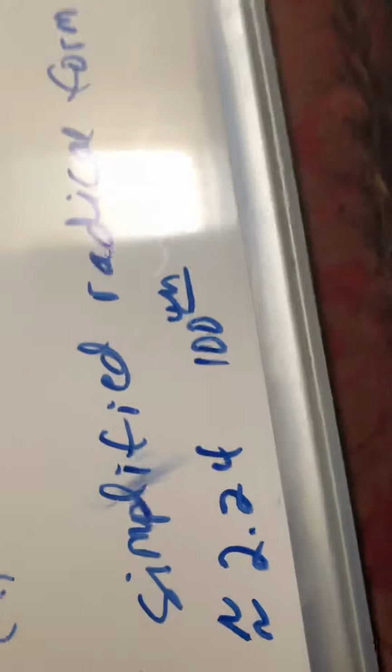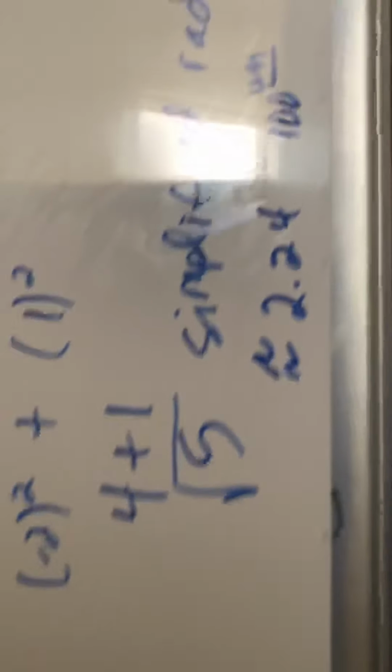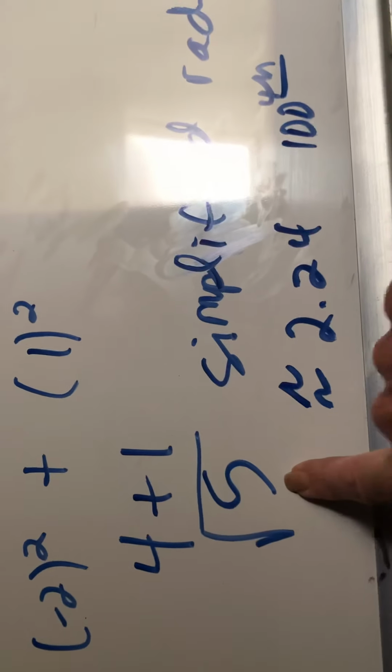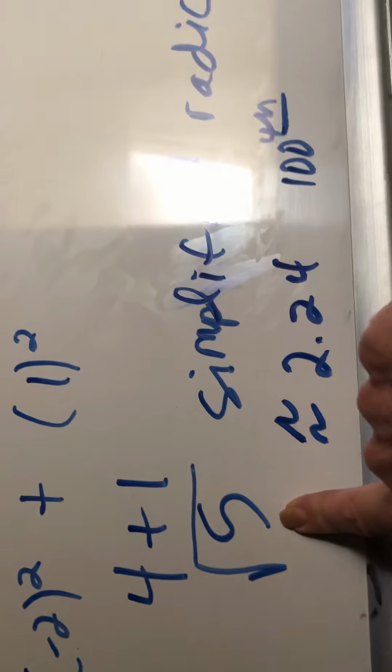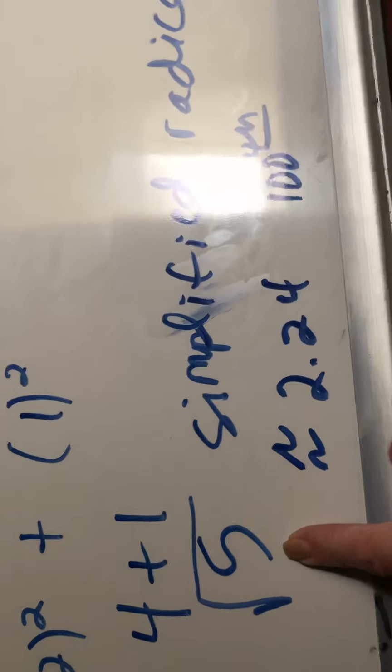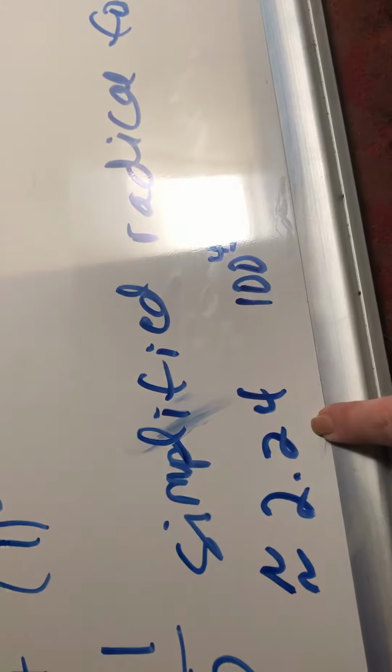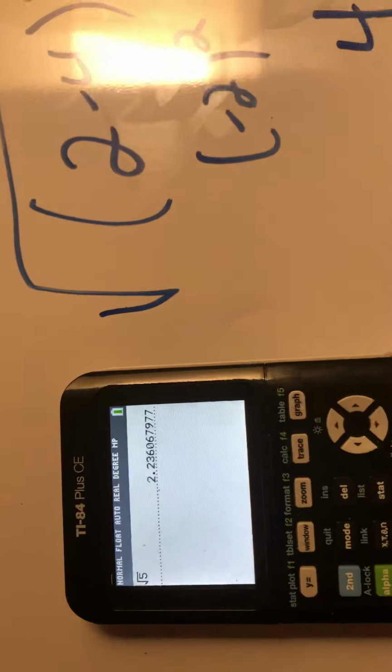So just read carefully. If you're asked for simplified radical form, leave it in a radical form. Simplify it if you need to. I'll show you a couple of those. And then if you're asked for a decimal approximation, do the decimal approximation using your calculator. Using calculator just like I showed you. Okay? So let's try another one.